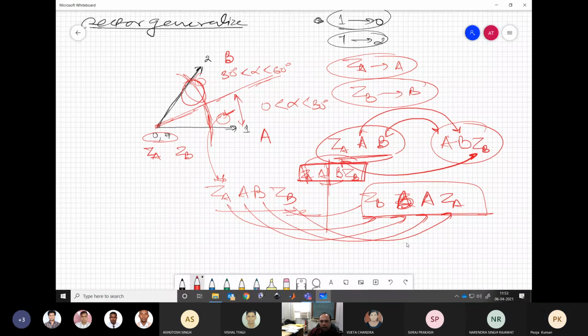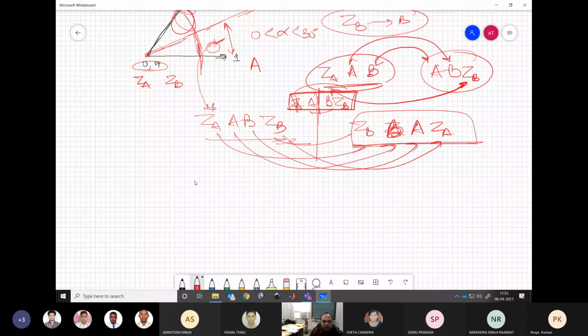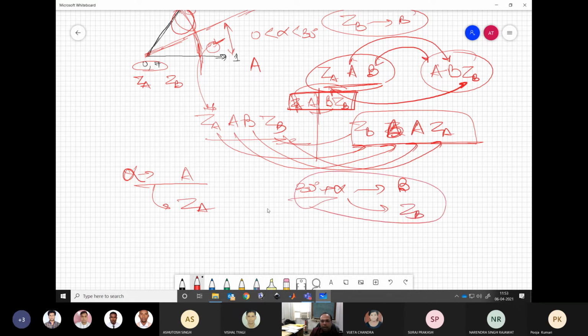So within a sector, if we are applying active vector A at theta or any alpha, let us say, then at 30 degree plus alpha, we must apply B. If we are applying ZA at alpha, then we must apply ZB at 30 degree plus alpha. This is what is required for maintaining symmetry within the sector.